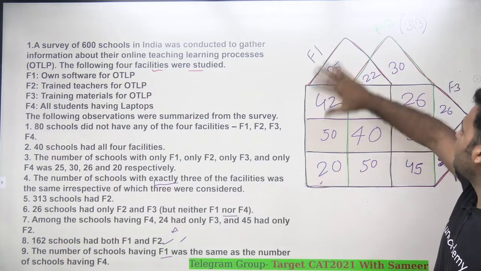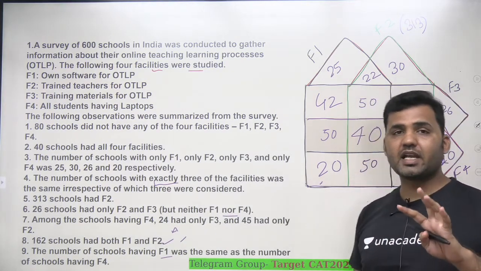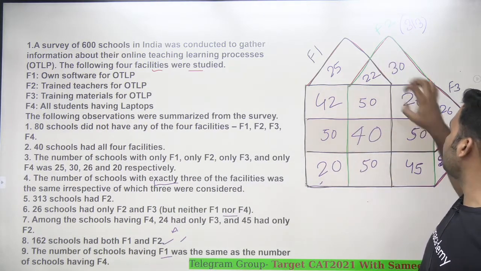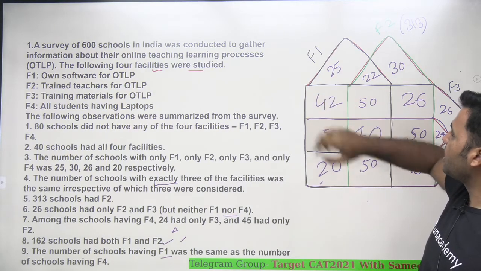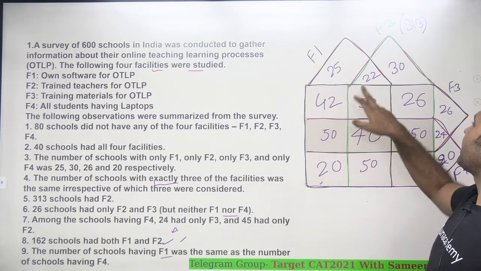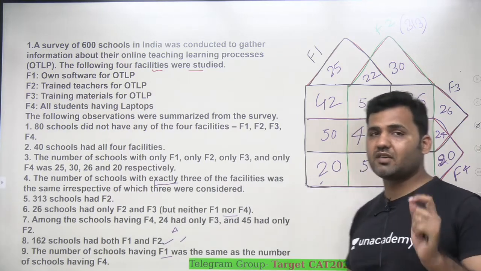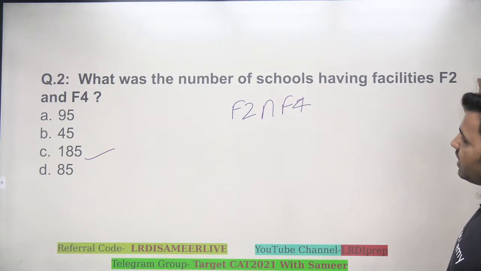Now this is F3, this is F1. And I'm looking for the intersection of 2 sets, and I know the 2 sets are represented by corner cells. Because of F1 and F3, you can see that this particular corner is an intersection of F1 and F3. So the number of schools having only F1 and F3, see the word only is mentioned, so therefore this is the answer, that is 42.